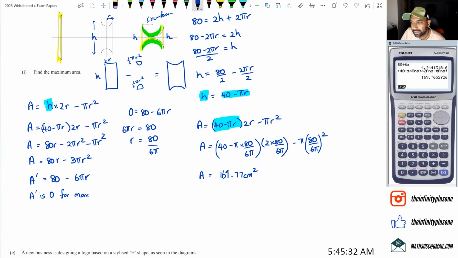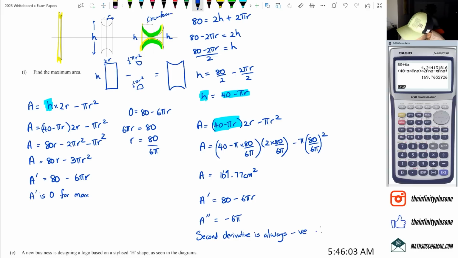If you want to figure out something that's a maximum or minimum, I always run the second derivative test. So I've got A dash is equal to 80 minus 6 pi r. When I differentiate again, I get A double dash is equal to negative 6 pi. At this point, you can say the second derivative is always negative. Therefore, it is a max. And that's pretty much what you need to do for this question.